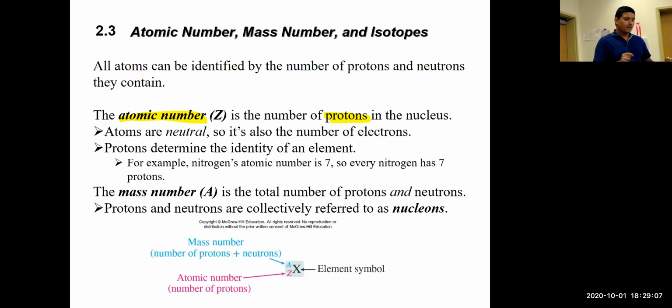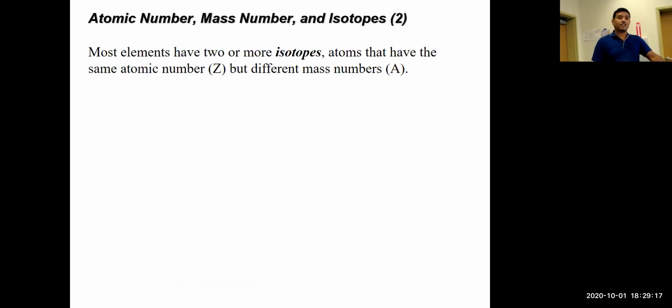Because an element can have a different number of neutrons while having the same number of protons, we give them a separate name. We call atoms with the same number of protons but different numbers of neutrons isotopes. So isotopes are two or more atoms that have the same number of protons but different mass numbers because they contain different numbers of neutrons.